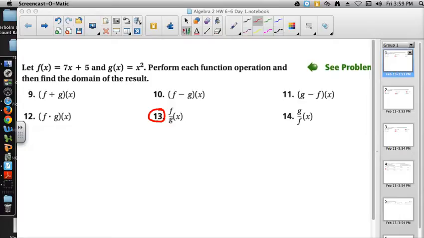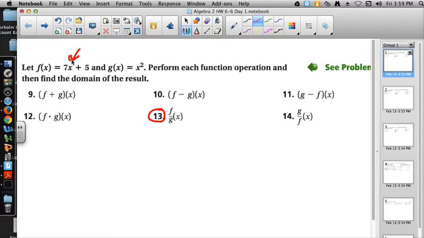Before I even start the problem, I'm thinking about the domain and the fact that both of these that we see up here have domains of all real numbers. There isn't anything that I could possibly think of that I couldn't put in for x into both of these situations. However, I also noticed that 13 is about division, and I know that we can't divide something by 0. So I'm going to go ahead and put f of x on the top of this fraction and g of x on the bottom of this fraction, because that's what I'm supposed to do.